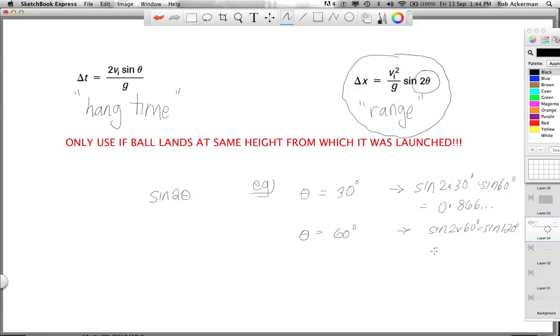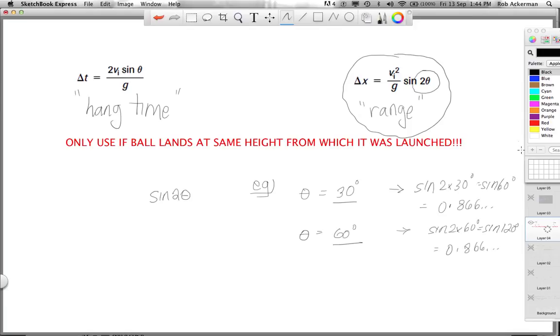Punch that into your calculator, and what do you get? Surprise, surprise. You also get 0.866. Since the only other two things in this formula are v1 squared, which is a constant for any given launch, and g, 9.8, what this formula is telling you is that there are two launch angles that give you the same range.